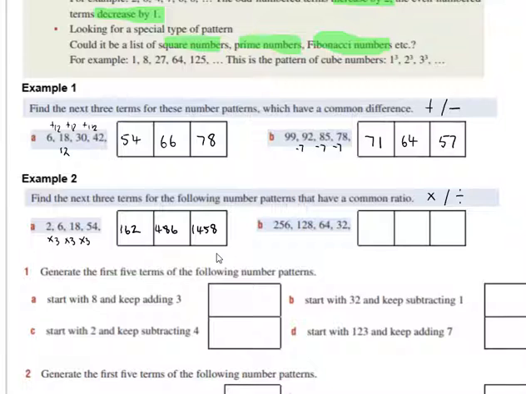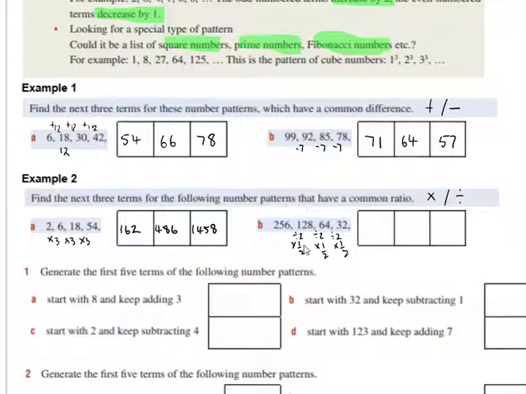Alright, our last one. 256 down to 128, down to 64, down to 32. If I do 64 divided by what? Well, 32 is half of 64, so we're dividing by 2. 64 is half of 128, so it's dividing by 2 there as well. Now, you could always say, instead of dividing by 2, we're timesing by half. Both will work.